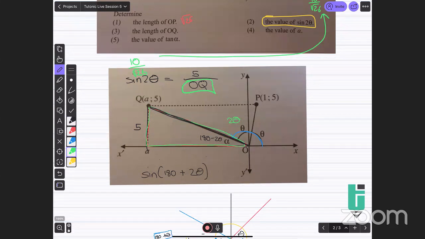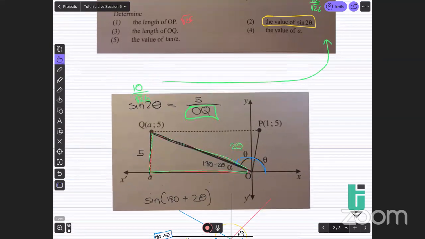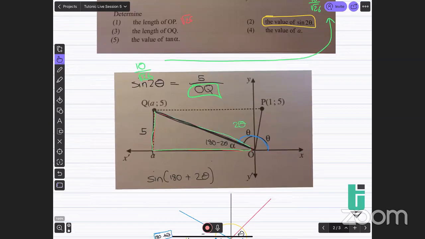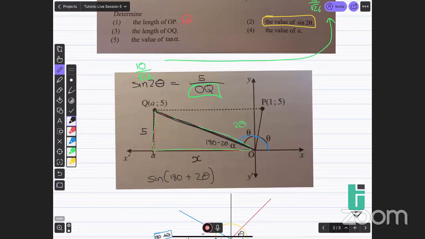Oh, I see. Okay. So if you take the OQ over, it becomes root 26 over 2, I think. Can somebody just work that out quickly? And then the value of A. A is just the X value, right? Do you guys see the X value here?